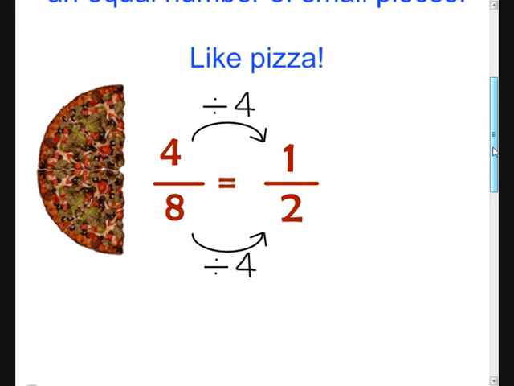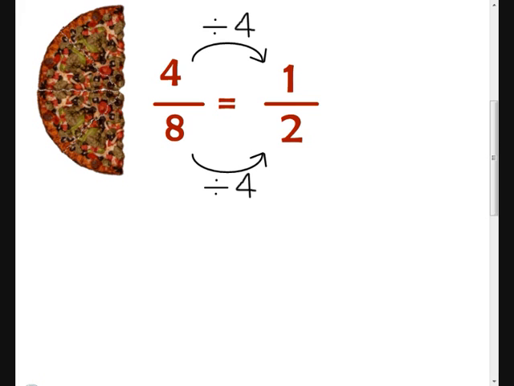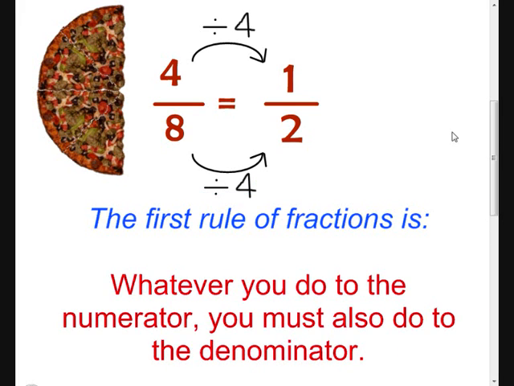And that brings us to the first rule of fractions, which is this. Whatever you do to the numerator, you must also do to the denominator. When you're making equivalent fractions, you won't be doing any addition or subtraction. You're always going to be using either multiplication or division. And if you do the same thing to the top and the bottom, the new fraction that you come up with will always be the same proportion. So let's try it out on a couple of other examples.